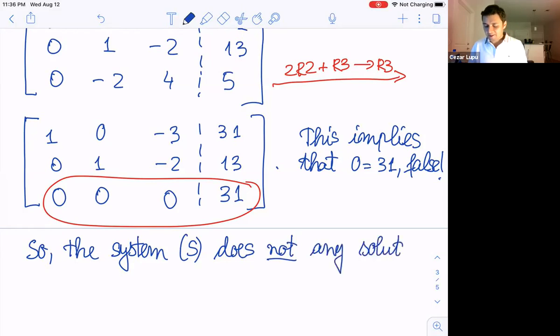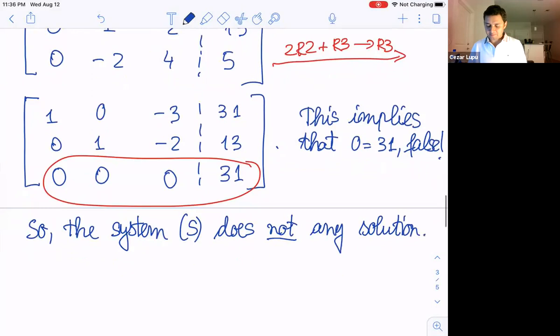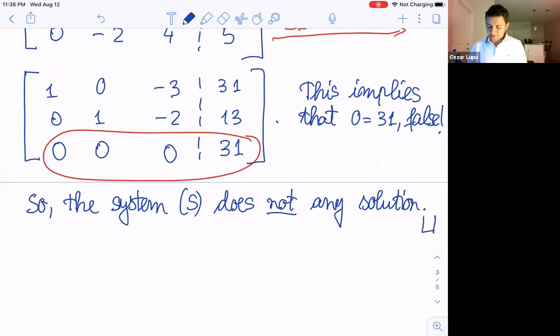Again, it's a system without any solutions. Well, I think these are the two ways of proving this. And now let me point out a remark before I jump into solving the second problem. How can you figure out that this system does not have any solution in the first place?